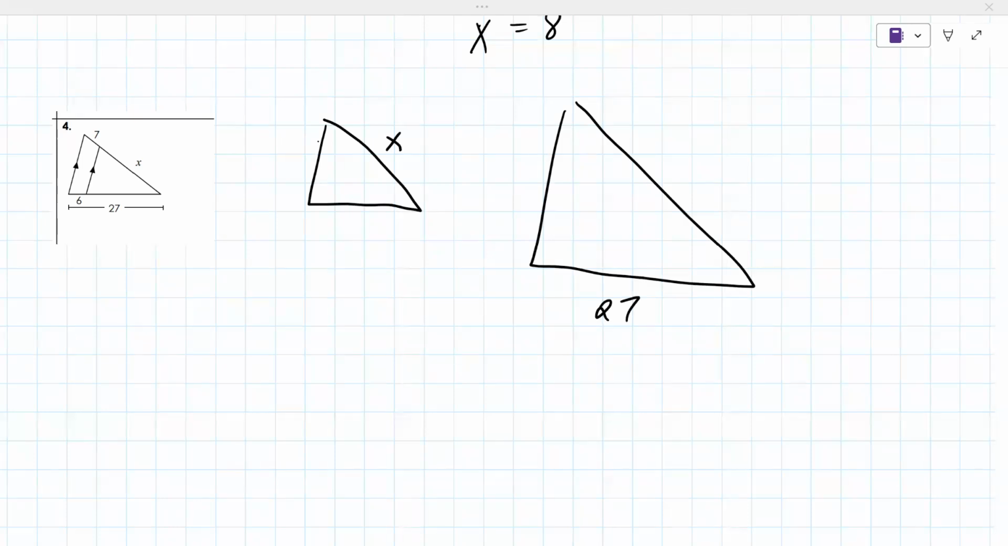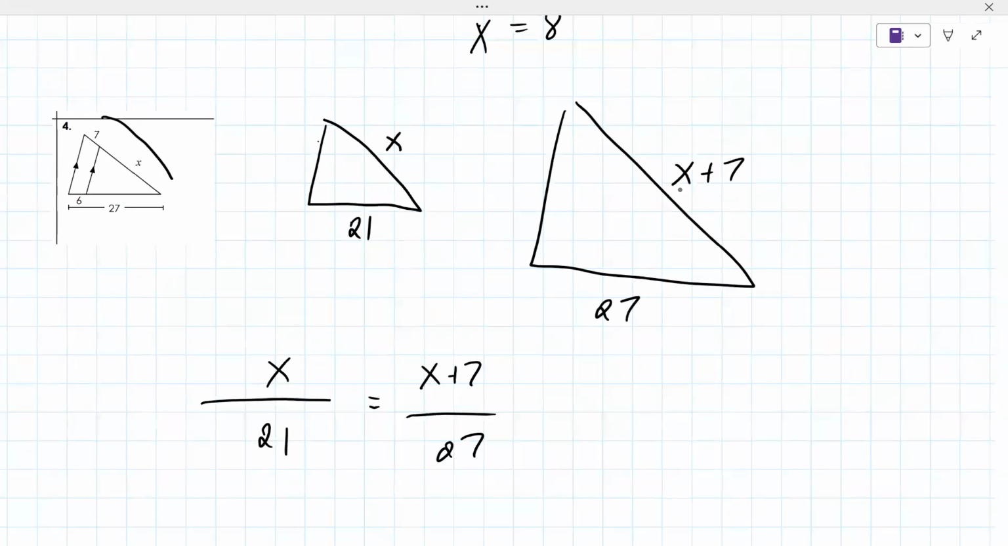Okay, for the small triangle, it would be 21. Good. For the big triangle, would it be 20? You're looking at these two right here. You don't have the value. You just know that one is X and this other little piece is 7. So it would be x plus 7. Very good. So the setup here is X over 21 equals X plus 7 over 27.